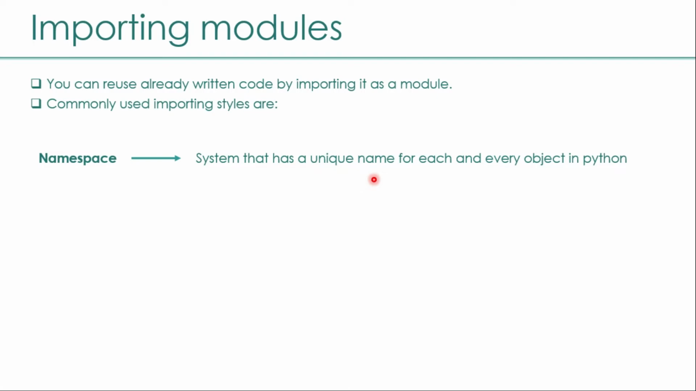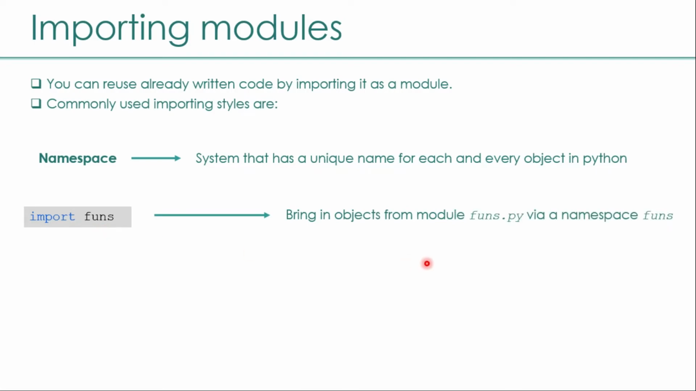The first way of importing any module is import followed by the module name. Here we will use funds. If you do it like this, you are bringing in all the objects from the funds.py module via the namespace funds. Going further, we will see some examples related to it.